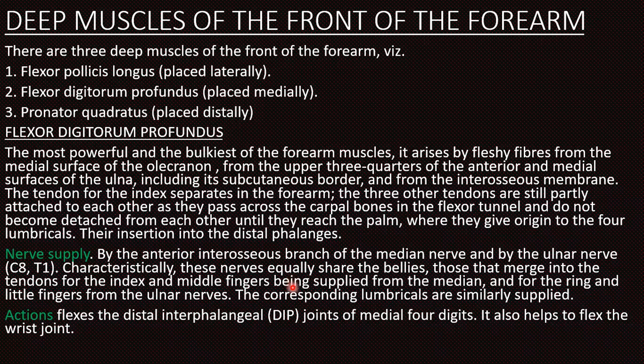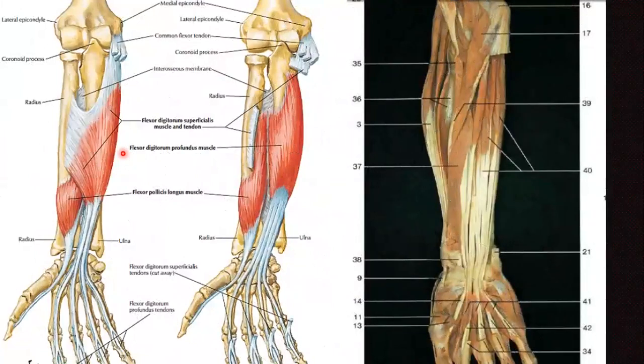Please note that. It flexes the distal interphalangeal joints of the medial four digits, and also helps in the flexion of the wrist joint. Now, here is the muscle. You can see it. Sorry, not this. This is flexor digitorum superficialis. Then after cutting it, deep to it, there is the muscle. You see it does not cross the elbow joint. Okay, here it is.